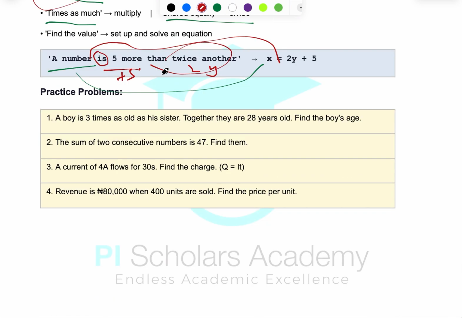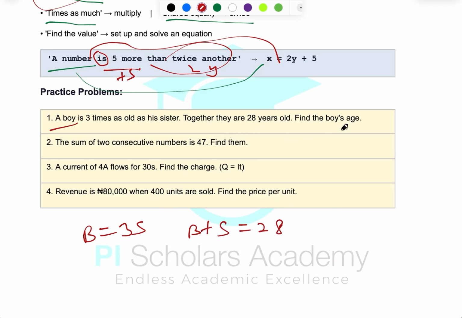So for instance, say a boy is 3 times as old as his sister. Together, they are 28 years old. Find the boy's age. A boy, let's say that boy is B, is equal to 3 times as old as his sister. That means that the boy is the one who is 3 times the sister. And then they also are together, that is the boy and the girl. They are both 28 years old.